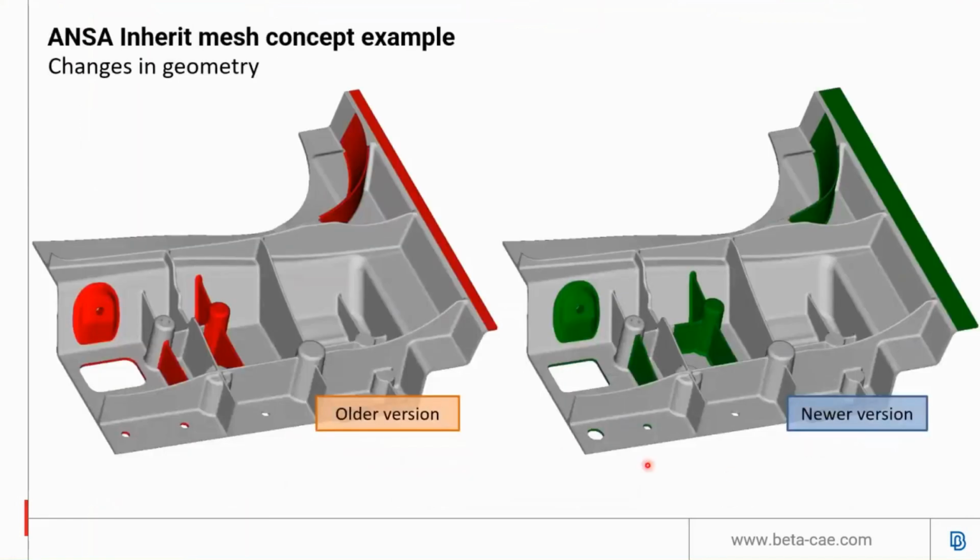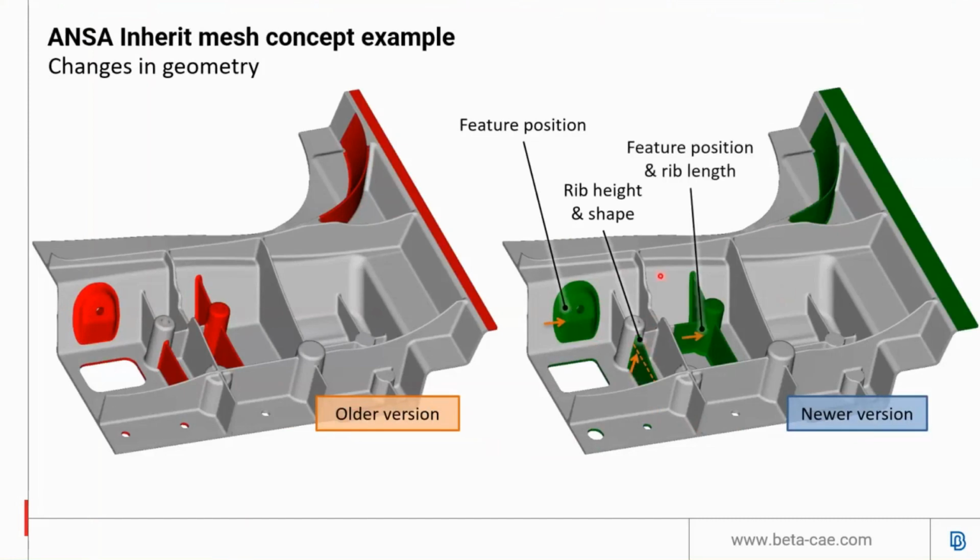I'll also use this example to compare the older version and new version of the same geometry and show you how ANSA utilizes the similarities. In the newer version, the feature is moved a little bit, as you can see, compared to the other image. The rib is raised on one side. The feature is relocated and the rib is lengthened. The curved rib in the new version has different curvature. This flange has bigger width.